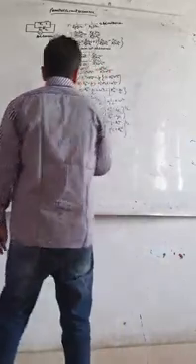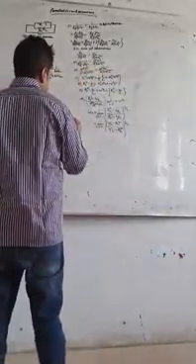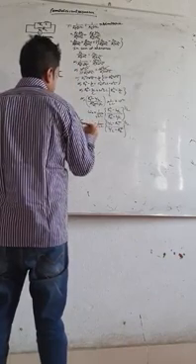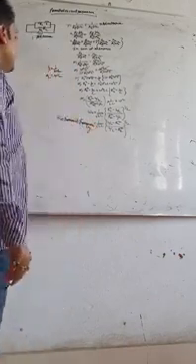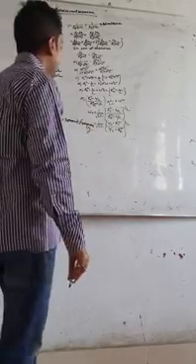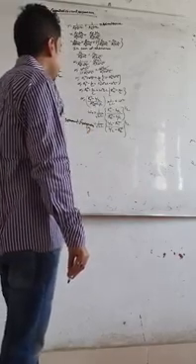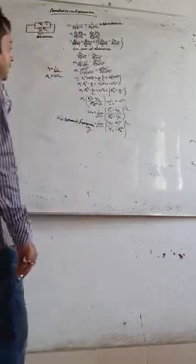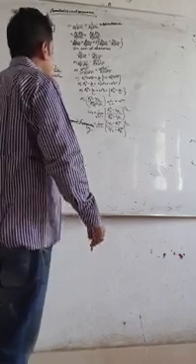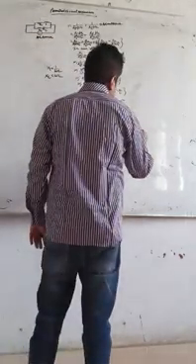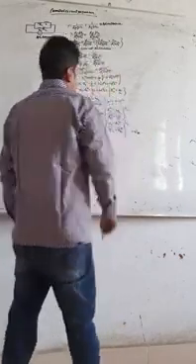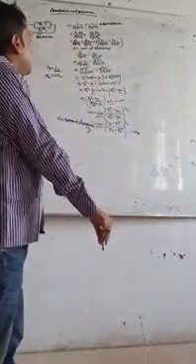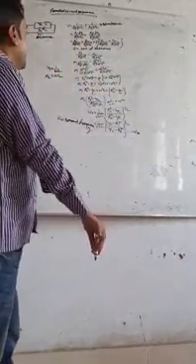So your final resonance frequency is 1 by root LC within bracket (L by C minus R1 square) divided by (L by C minus R2 square) whole to the power half. This is the value of omega 0, the angular frequency in radian per second, of the resonance of the given circuit.